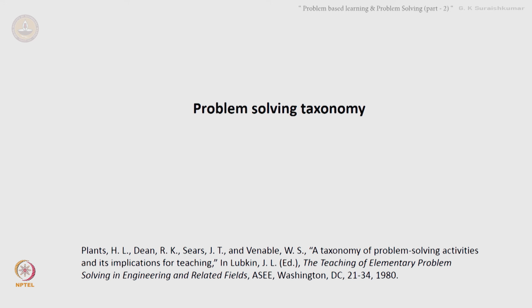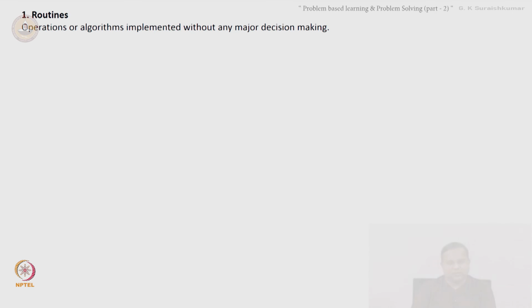But always be conscious, or rather be aware of your intuition, never let that go. That is useful for addressing aspects that have not been solved as yet. The problem solving taxonomy is something like this. When there are routines to be solved, this is the first level. The operation of algorithms implemented without any major decision making, this is the surface level or the first level in the taxonomy.